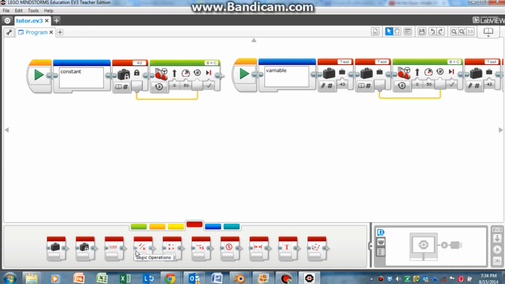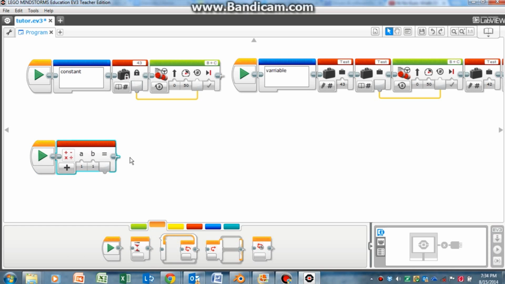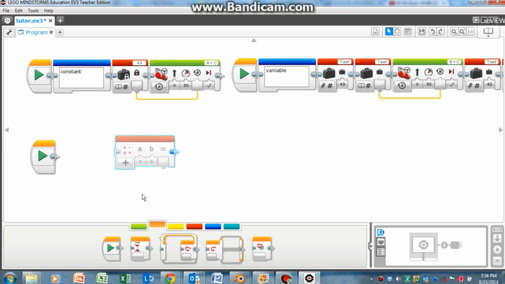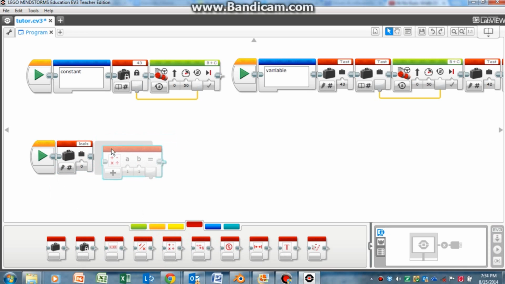But today I think I'm going to be talking about the math block, because remember what I said in the last episode, I'm just completely randomly picking blocks. But since I'm on the topic of variables, I might as well just stick to it. So let's grab a variable.